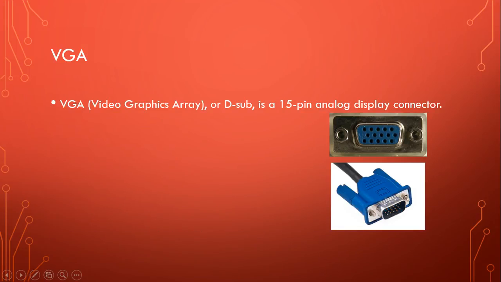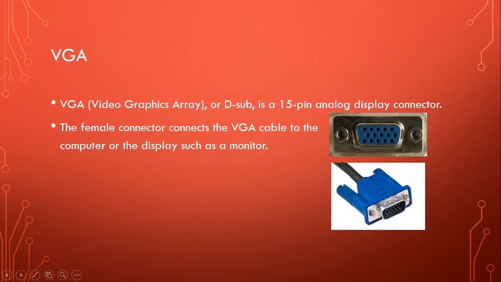Now, this is a 15-pin analog display connector. It's also sometimes called a D-sub connector. All right, you probably have seen these pretty often, especially here at the school computers. We still have a lot of VGA. Eventually, VGA might get replaced with something else, but for the current time, VGA is the main connector and it's still being used. Now, the female connector connects the VGA cable to the computer or display, such as a monitor.